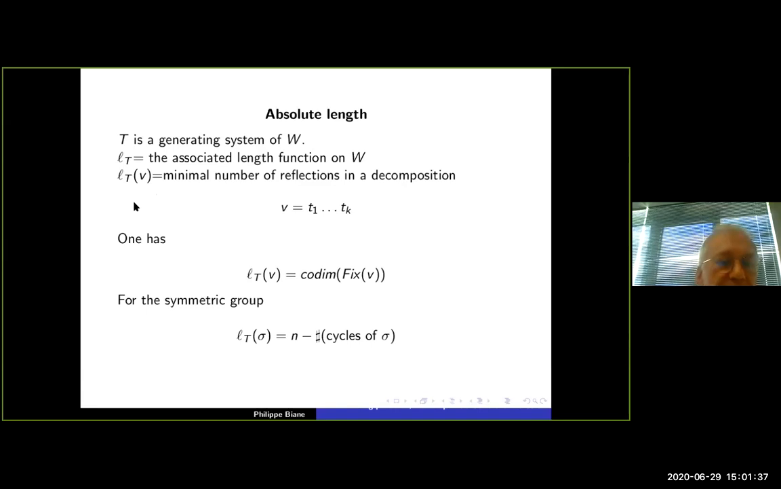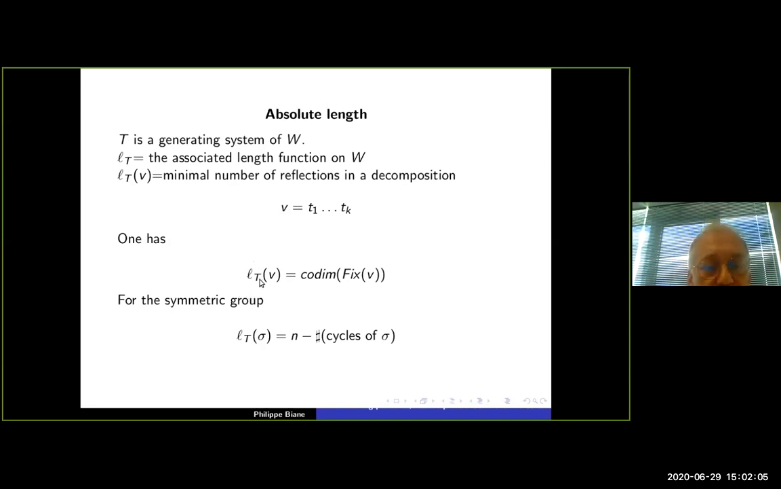So this length function, LT of V, is by definition the minimal number of reflections that you need in a decomposition of V as a product of reflections. So if V is T1, T2, ..., Tk, with k the minimal possible number, then k is the length of V with respect to T.